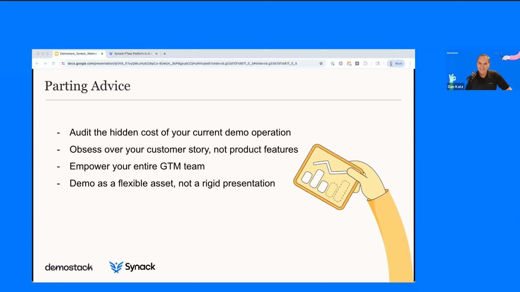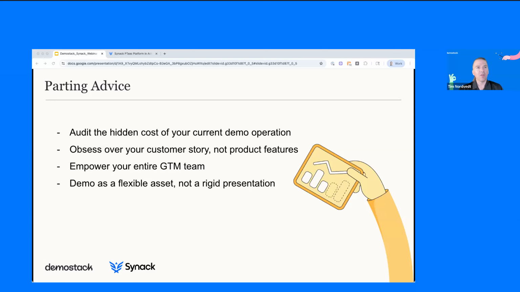Third, empower your go-to-market team. Don't let the demo be the exclusive domain of technical experts. It can be so much more than that. I already talked about how we're using it in marketing. Our customer success team is using it post sales. Our technical account teams are using it to help onboard customers. So there are a lot of different use cases beyond just demoing your product. It gives your entire team the tools to show off your product safely and effectively.